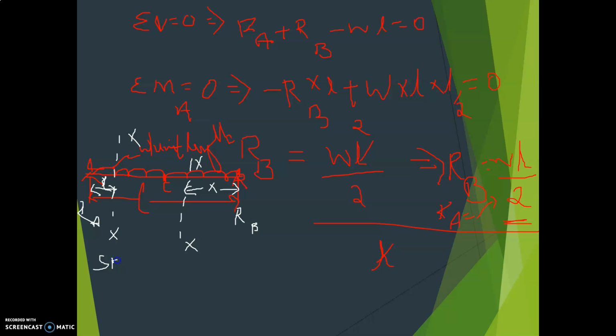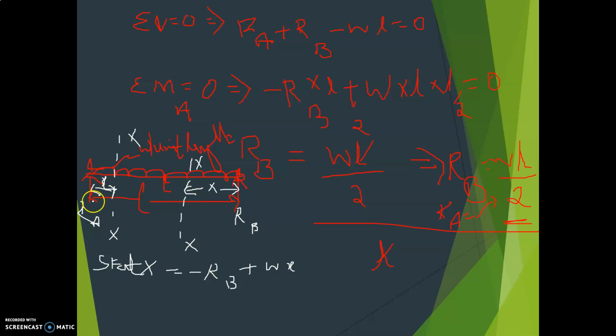Shear force at X is equal to, any side you can consider, not a problem. I consider from this right side. So this is right side upward, right? Right side upward is minus RB. Then plus, this is acting, UDL is here. This is acting in the downward direction. So plus W into X. Right? This is shear force at X.